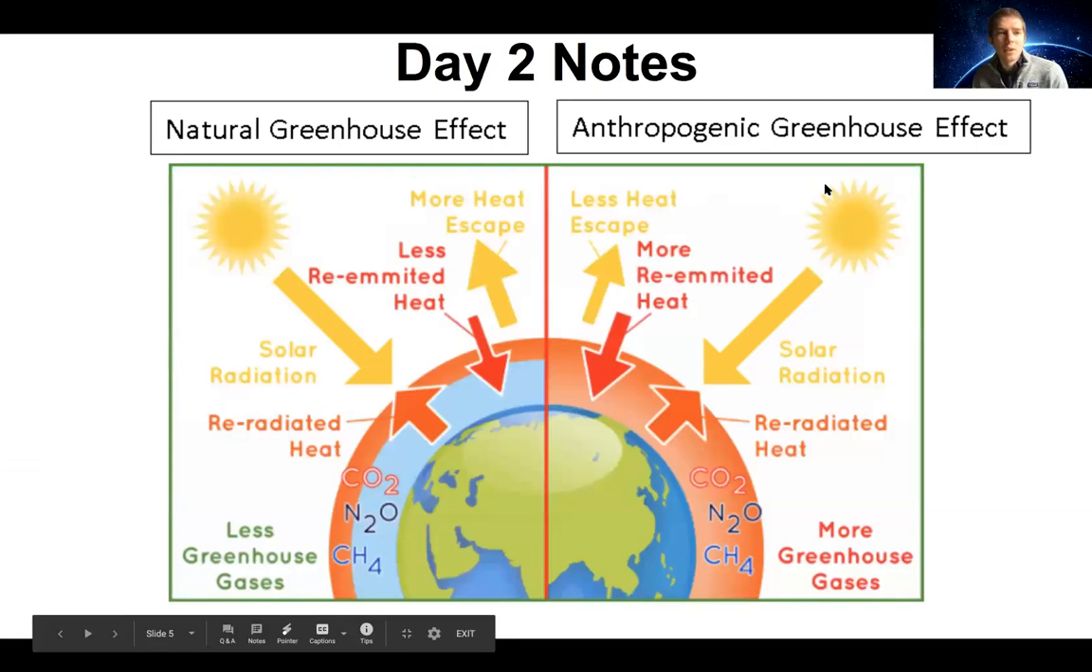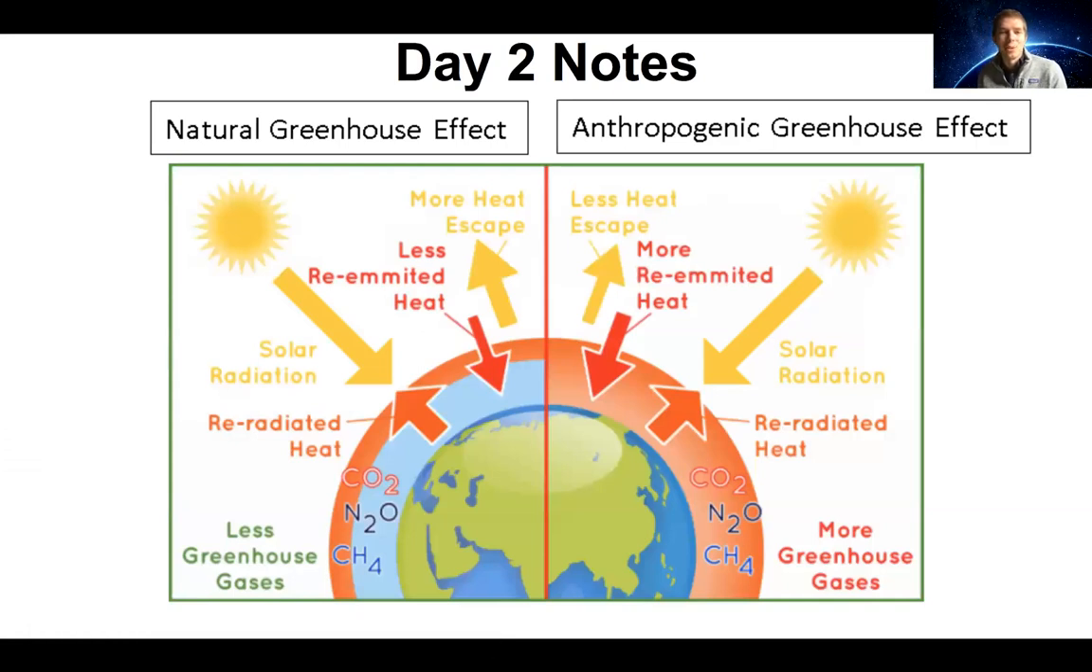So we've got our natural greenhouse effect in this diagram on day 2 of your notes. Find them in your packet right now on page 4. And just to recap the natural greenhouse effect, we have a normal amount of greenhouse gases in the atmosphere. You can see some of these gases on the left here: carbon dioxide, nitrogen oxide, and CH4, which is methane.